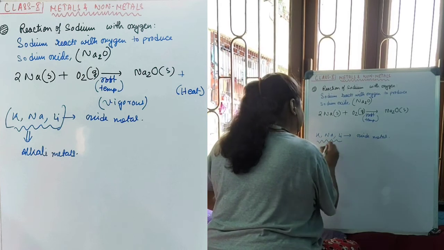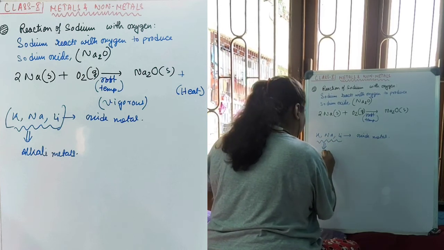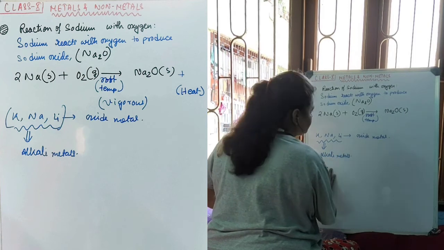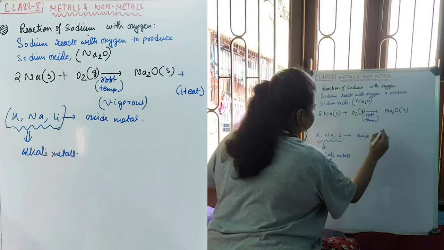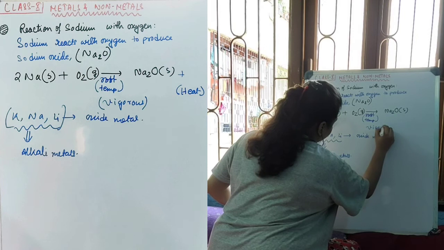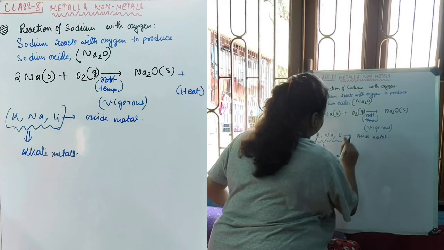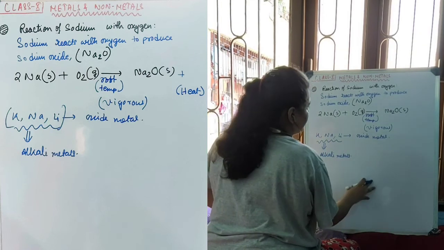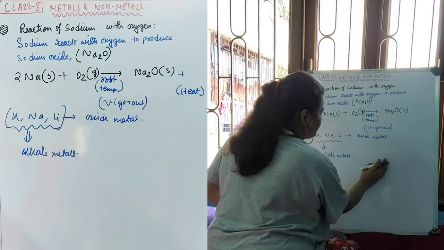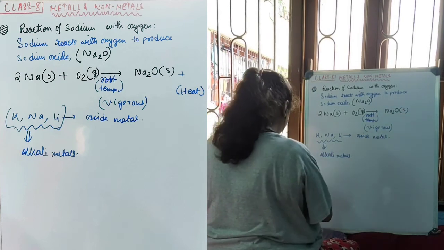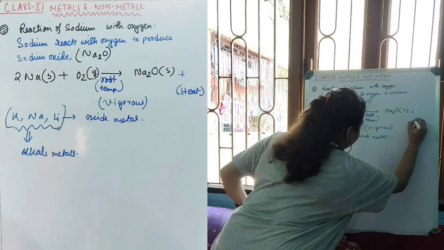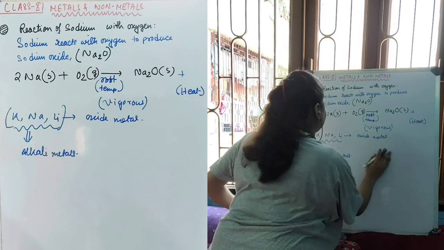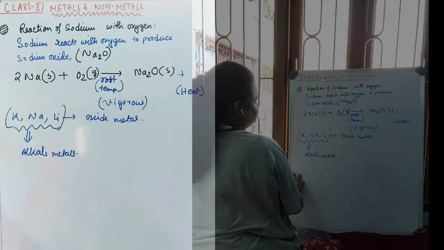These metals, sodium, potassium and lithium, are known as alkali metals. This reaction is vigorous in nature. Sodium, potassium and lithium react with oxygen vigorously at room temperature to produce their oxides. After this reaction, some amount of heat is evolved for all these three metals.